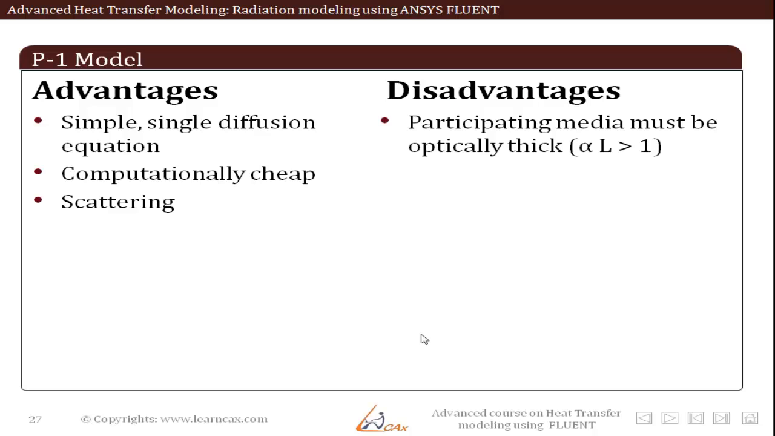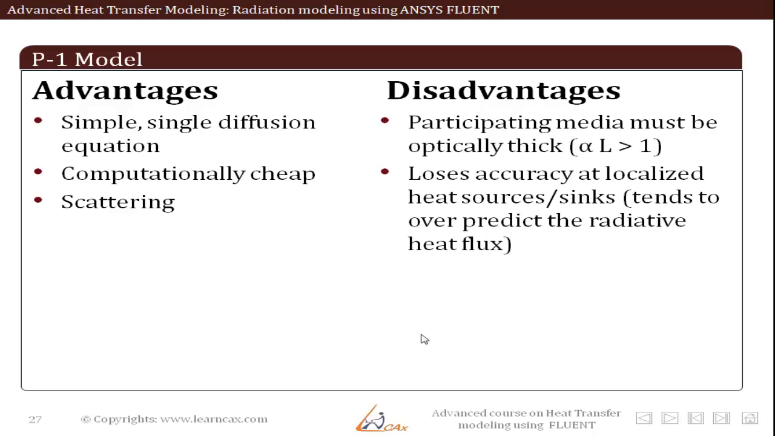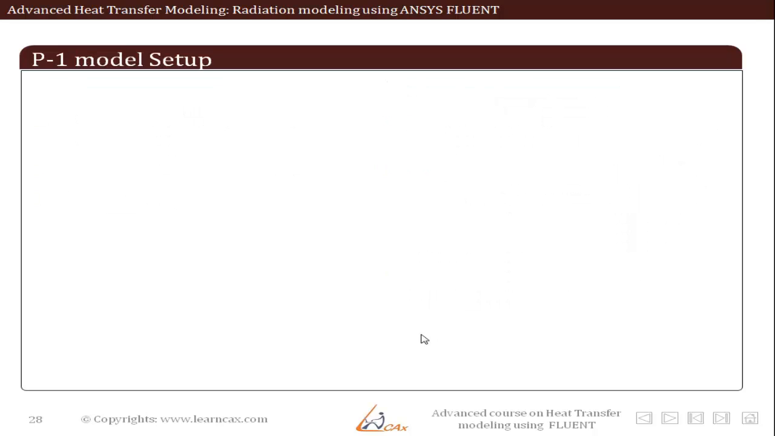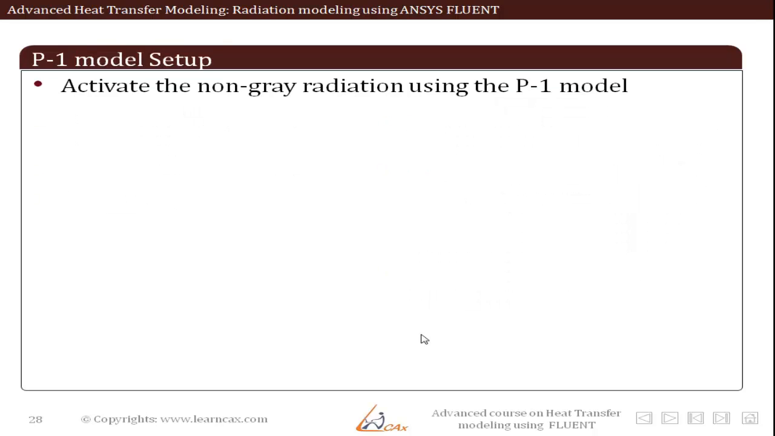The participating media must be optically thick, which means absorption should be high. This model also tends to overpredict radiative heat flux at localized areas having a heat source or sink, so it loses accuracy in such areas or in such models. It does not consider specular reflection. As you can see, the P1 model is very quick and easy to use, but if you are looking to consider each and every detail of the radiation phenomenon, this is not the most preferred model.